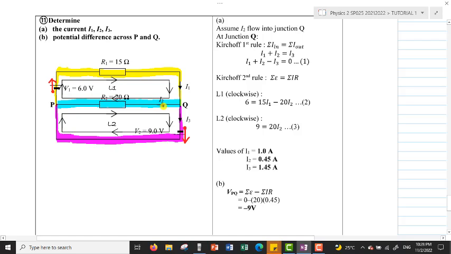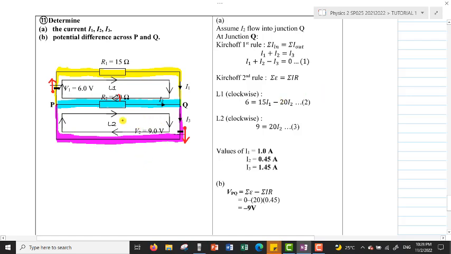And then we have I2. If we compare the direction of the current I2 with the direction of loop, it is opposite, so we have minus I2. This I2 is going to flow through the 20 ohm resistor, so we have negative 20 I2, so that one will be our second equation.